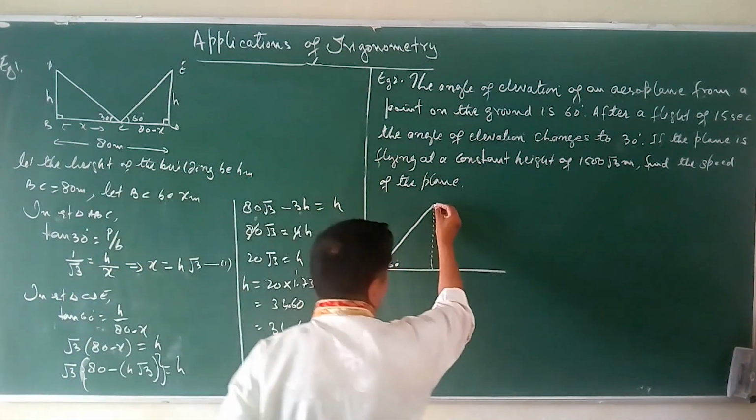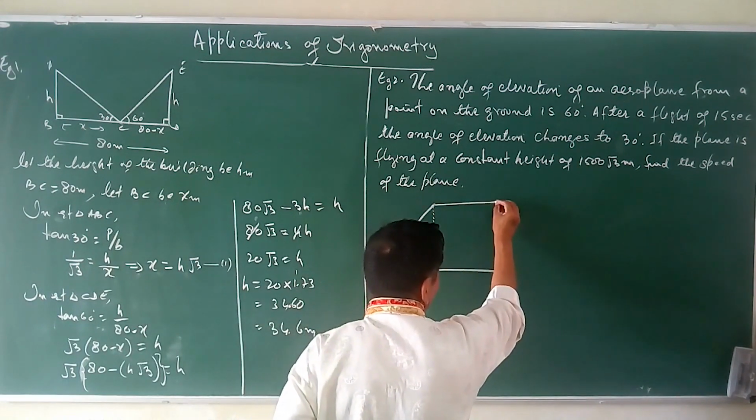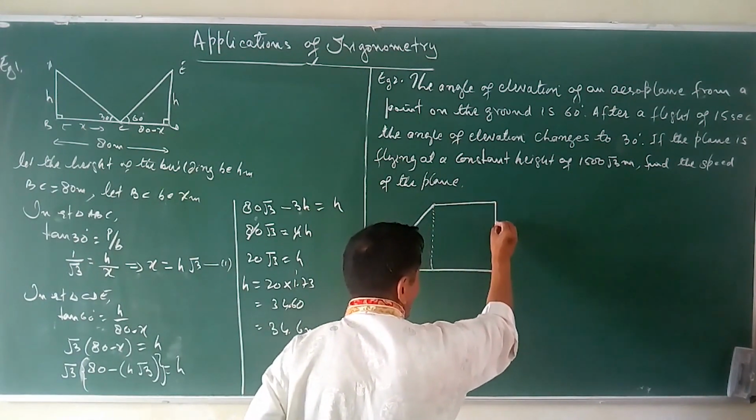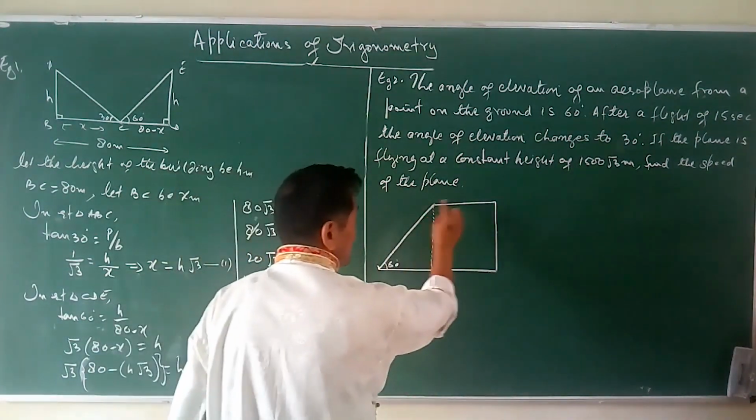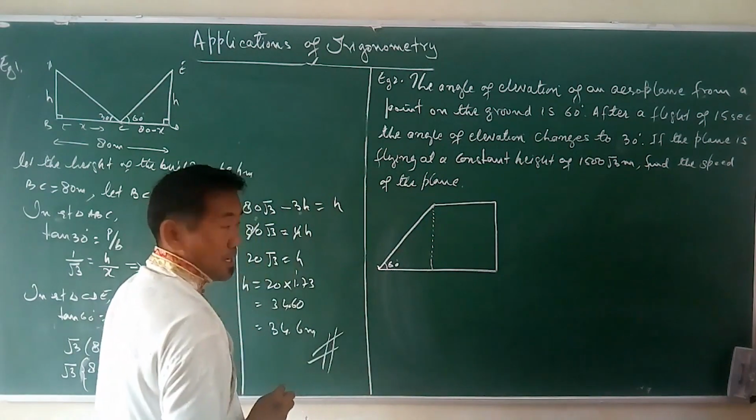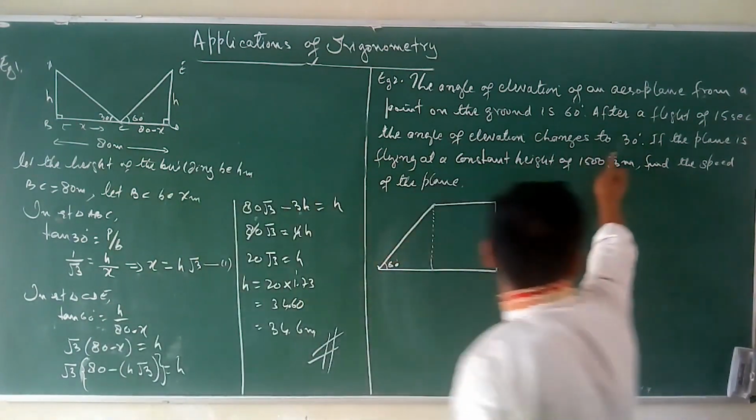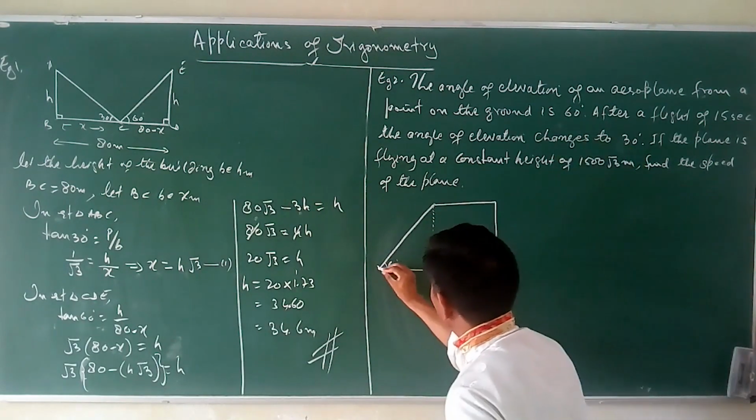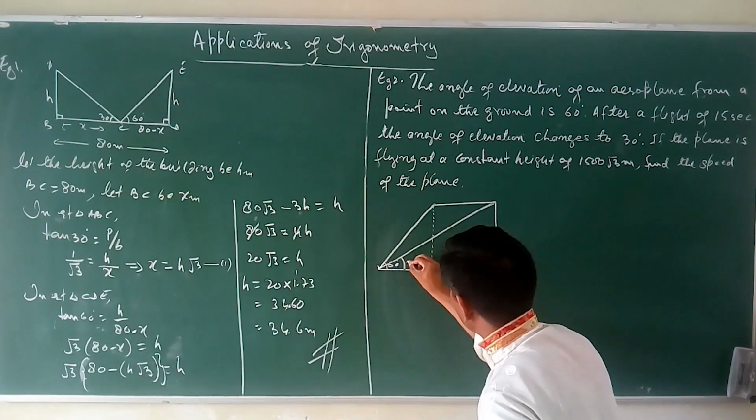In the picture, the plane travels for 15 seconds. In that flight, the second angle is 30 degrees. So the angles are 60 degrees and 30 degrees.